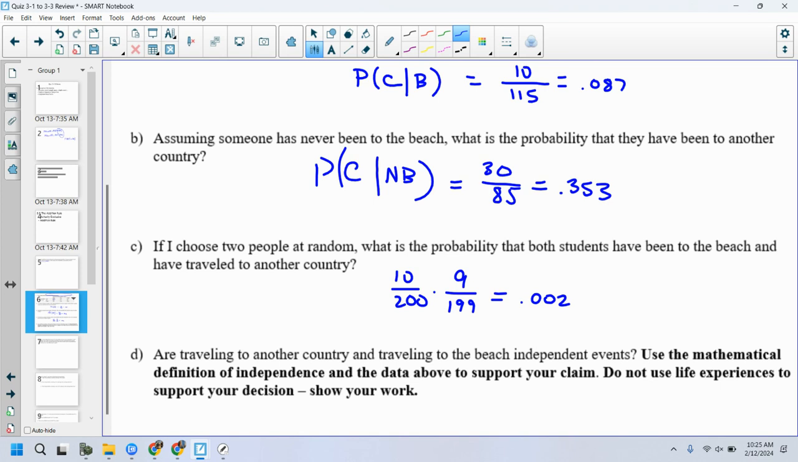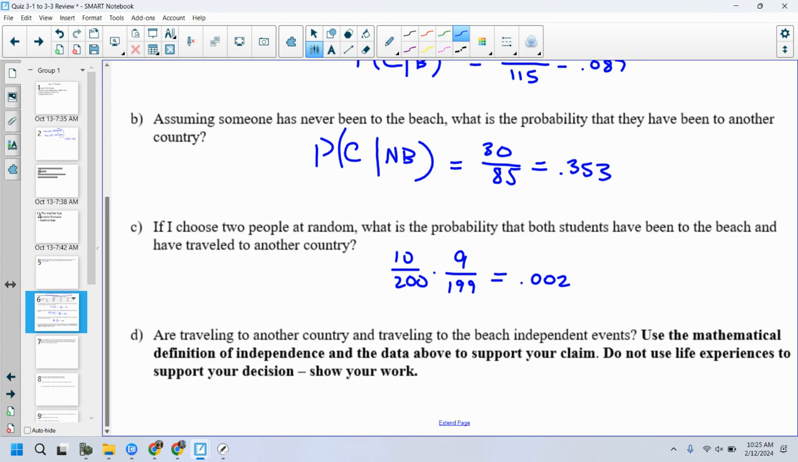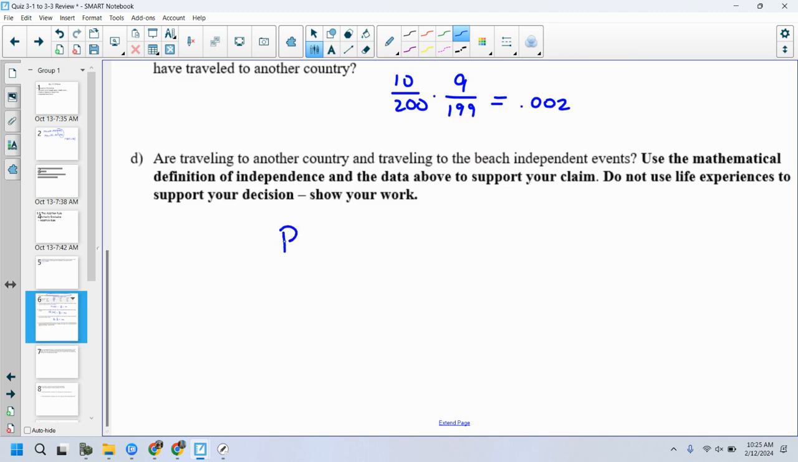Are traveling to another country and traveling to the beach independent? Now, this is a very specific thing here. You cannot use your opinion. This has to be a mathematical definition of independence. Okay, so this is the probability of country. Is it equivalent to the probability of country given beach? That's what we are testing, right?